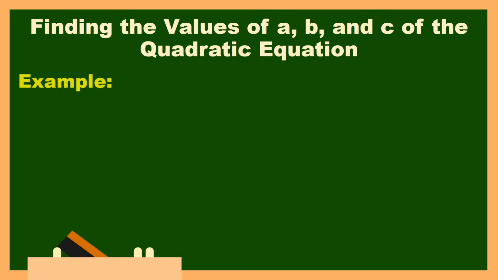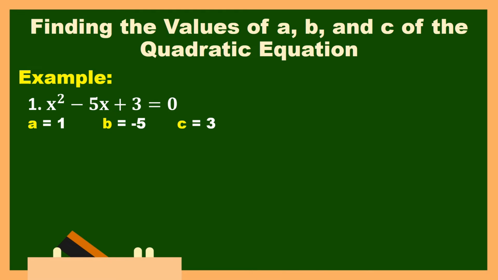Another example, number 1. X squared minus 5x plus 3 equals 0. So, kukunin natin ang value ni a, b, at saka c. Ang a ay equal to 1 since si a ay nagmumula sa quadratic term. At ang numerical coefficient ng ating quadratic term na x squared ay 1. At ang value ni b ay equal to negative 5 dahil si negative 5 ay ang numerical coefficient ng ating linear term na negative 5x.